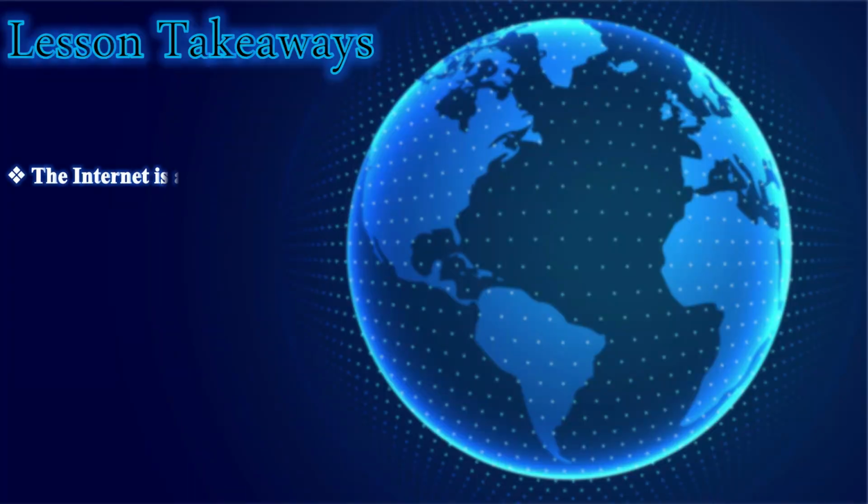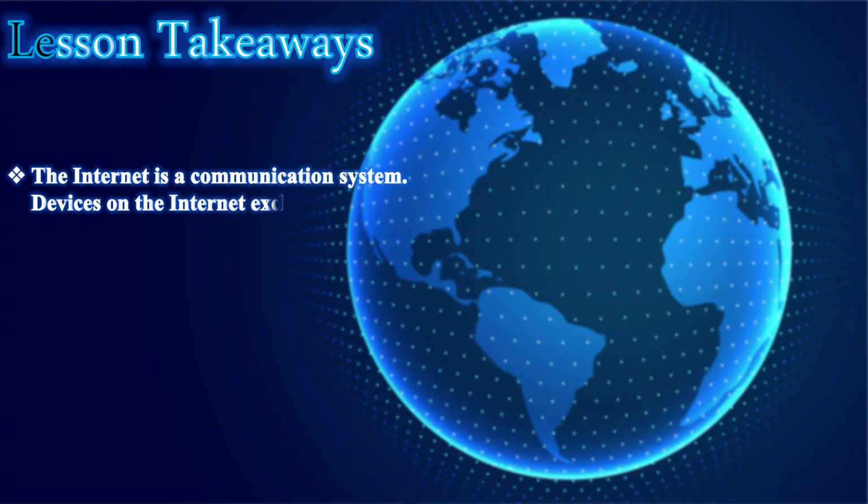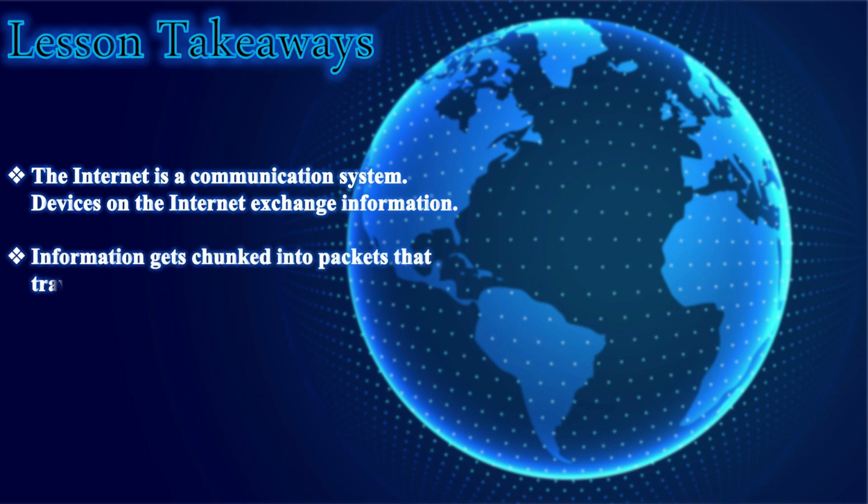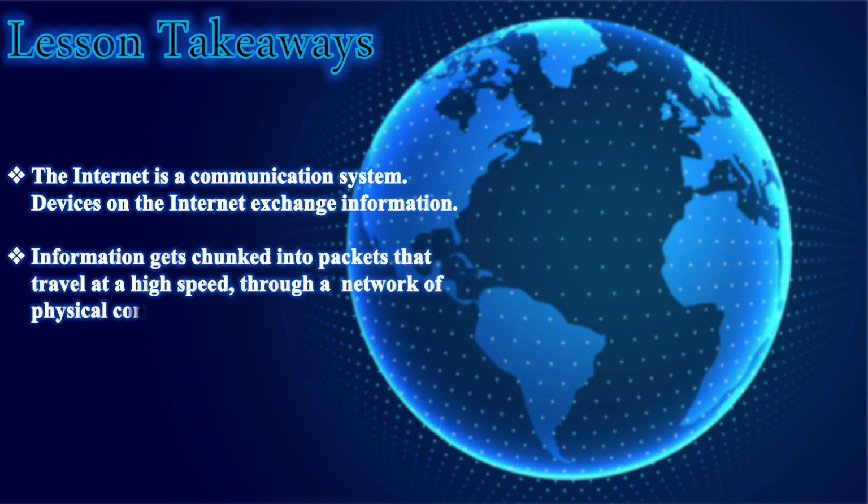So, in this video, we have talked about how the internet is a communication system. Devices on the internet exchange information. And lastly, information gets chunked into packets that travel at a high speed through a network of physical connection.